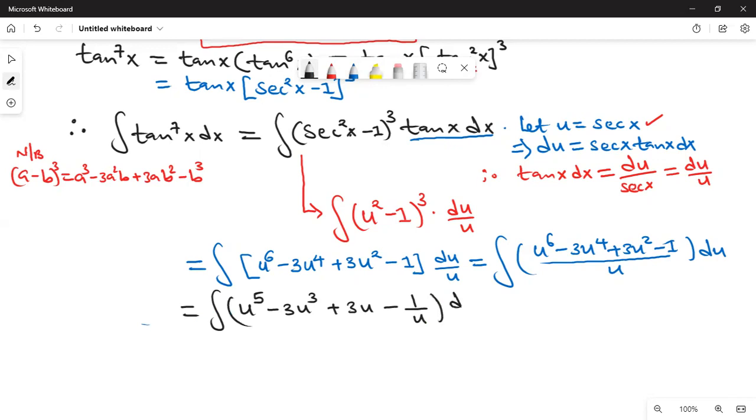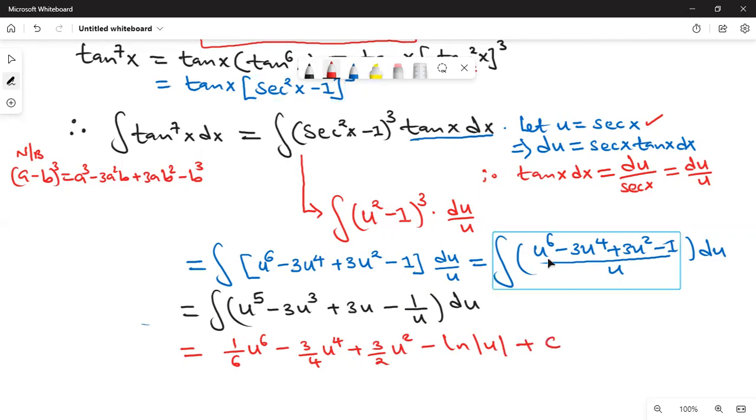And this you need to integrate with respect to u. So when you work it out, this should give us 1 over 6 u raised to 6 minus 3 over 4 u raised to 4. We are using the power rule, plus 3 over 2 u squared minus ln of u plus a constant c. So that is our solution, but we have to replace u.